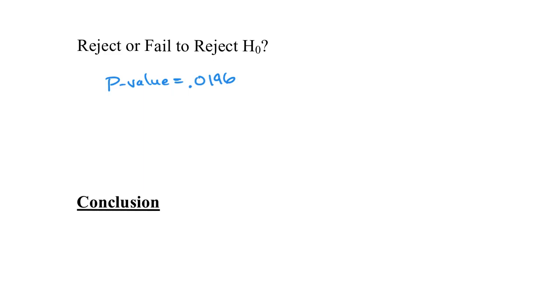So we look at this, though. We look at our p-value. We compare it to alpha. Now, in this case, alpha was 0.01, right? So we look at our p-value, we look at alpha, and our p-value is greater than alpha. So what that means is that we fail to reject H0, right?